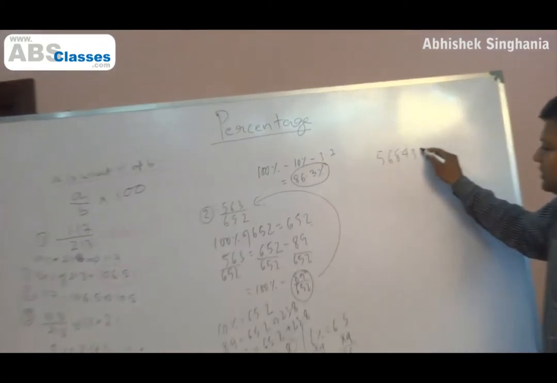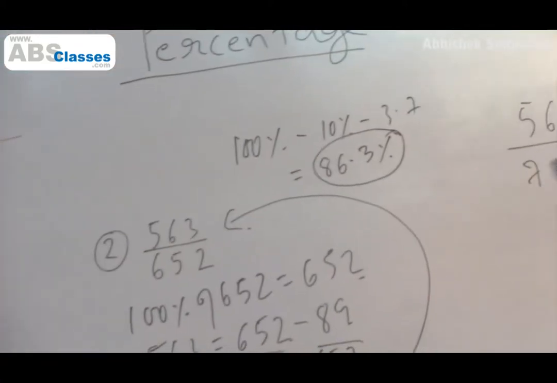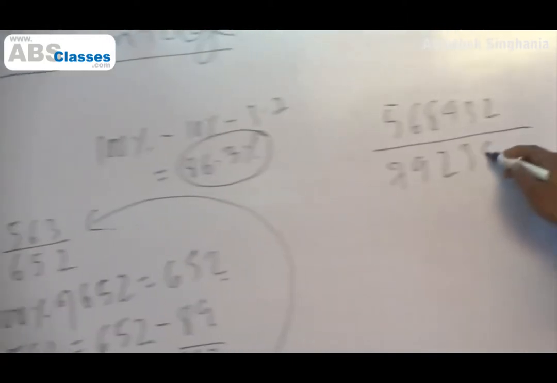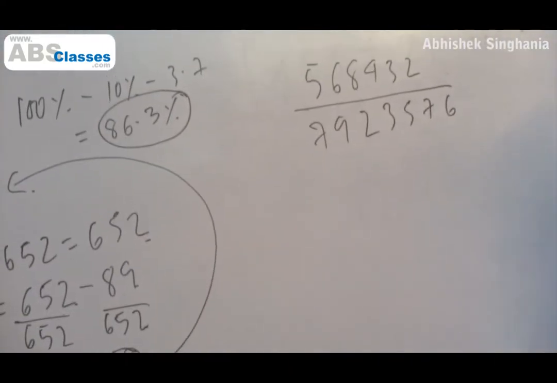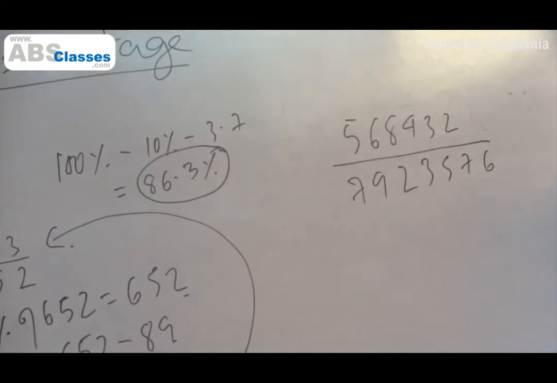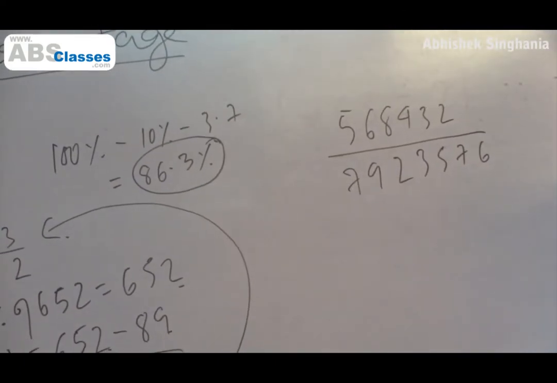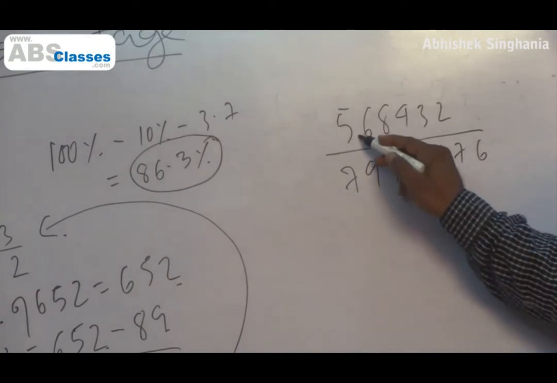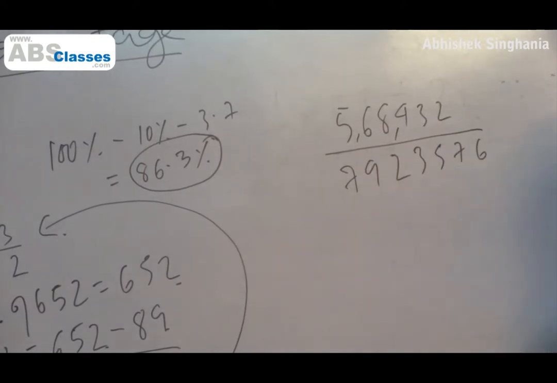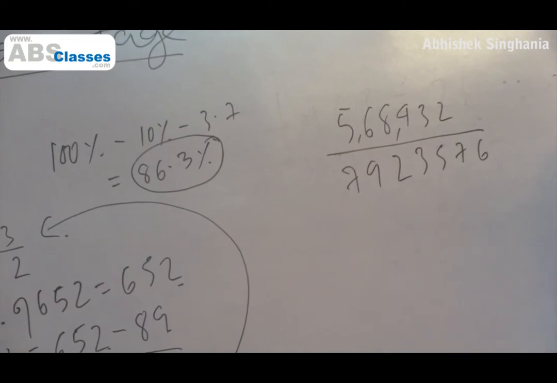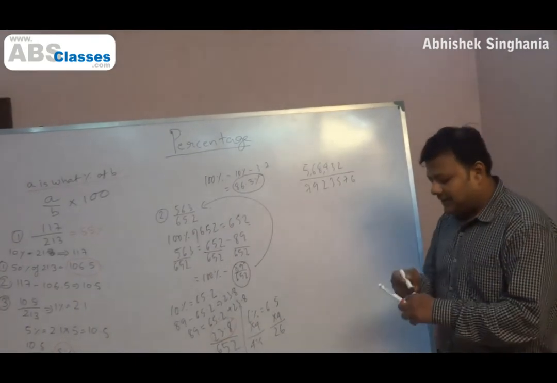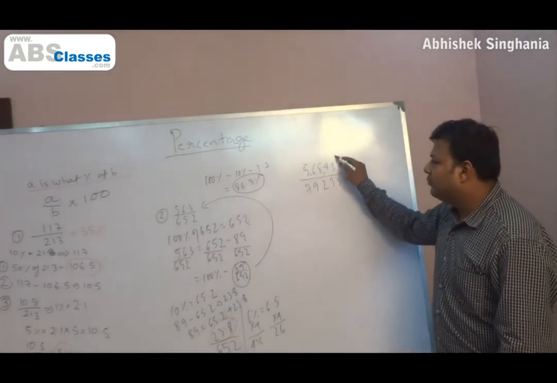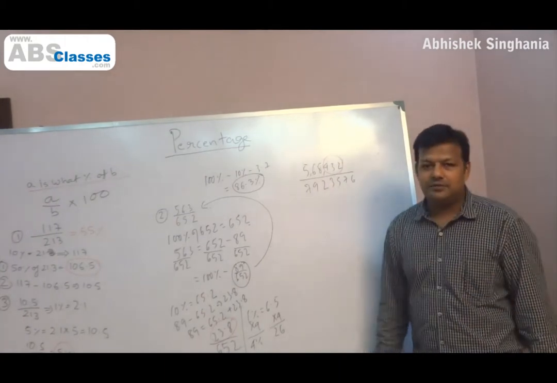5, 6, 8, 4, 3, 2, say by 7, 9, 2, 3, 5, 7, 6, random numbers but huge numbers, mammoth numbers. If you have to find percentage of this nature, this magnitude, now say for example if I tell you, you have 5,68,432 rupees with you. How do you feel? Good, huh? Huge amount of money. Now if you have that kind of money right now with you, do you mind spending amongst this mammoth amount 432 rupees on your friend?